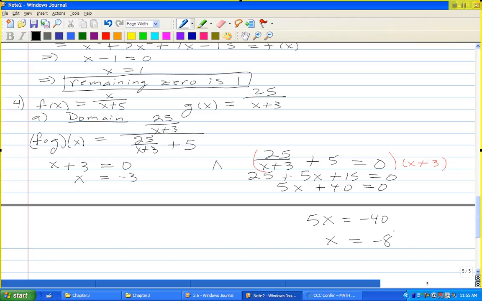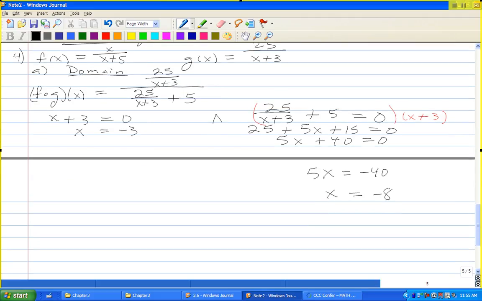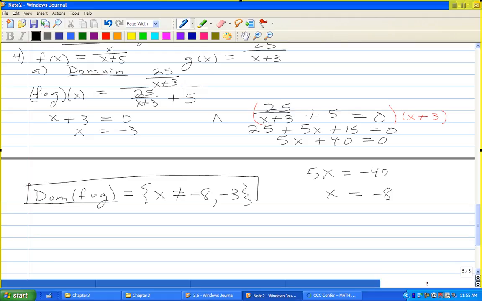So the domain, it doesn't say how to write the domain, so I'll be lazy. The domain of f composed with g is the set of all x, but you don't want it to equal negative 8 nor negative 3. B.